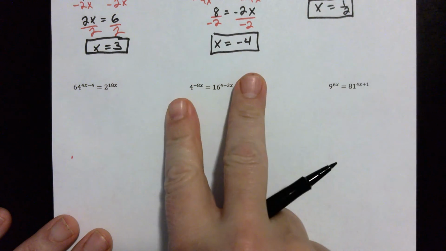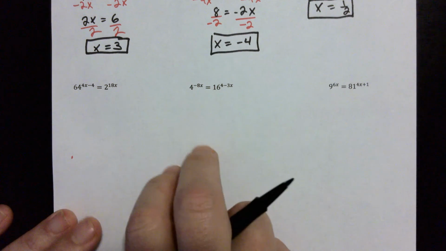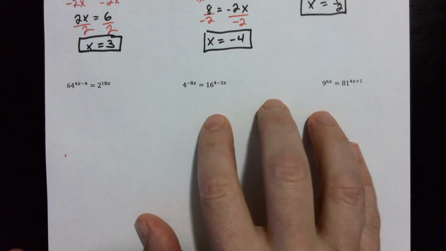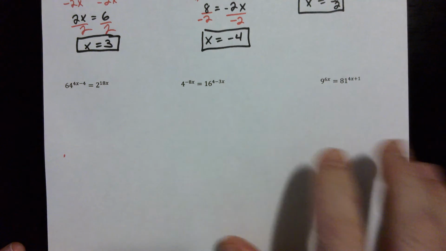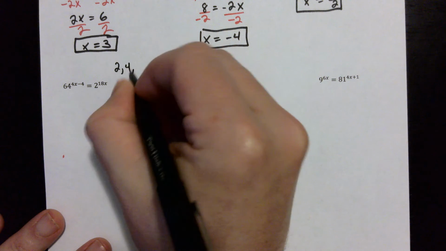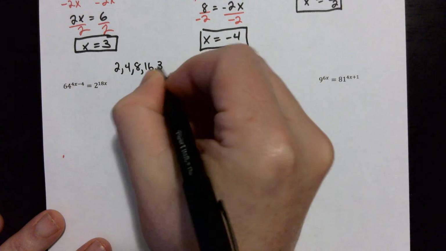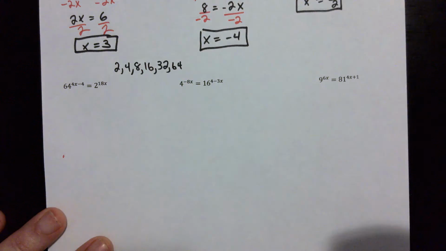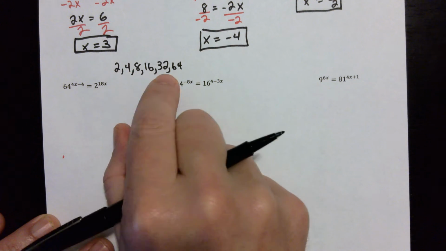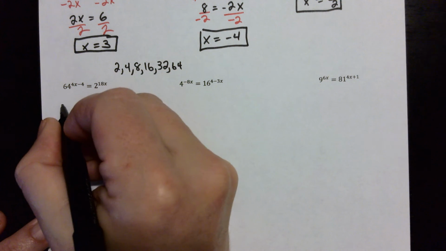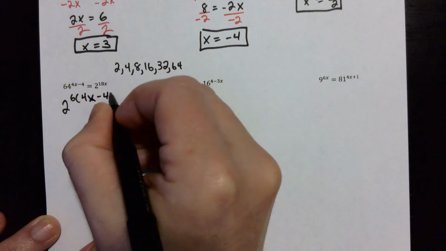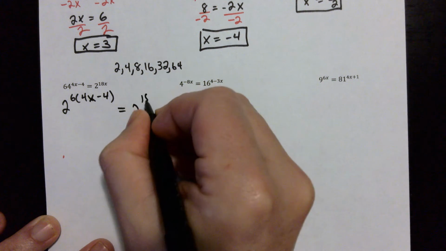Let's see, 2 times 2 is 4. 2 times 2 times 2 is 8. Another 2 would make 16, and one more 2 would make 32, and one more 2 would make 64. So it goes 2, 4, 8, 16, 32, 64, and then 128, and then so on. So we know that 2 to the power of 1, 2, 3, 4, 5, 6 is the same as 64. So 2 to the 6 to the 4x minus 4 equals 2 to the 18x.